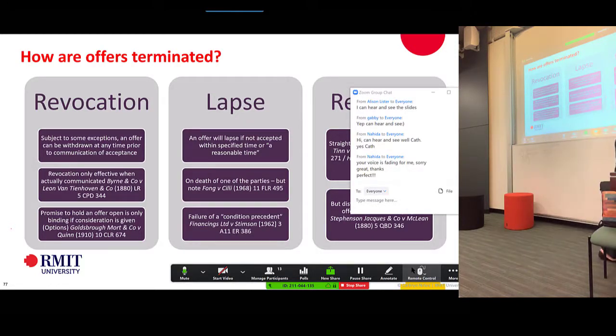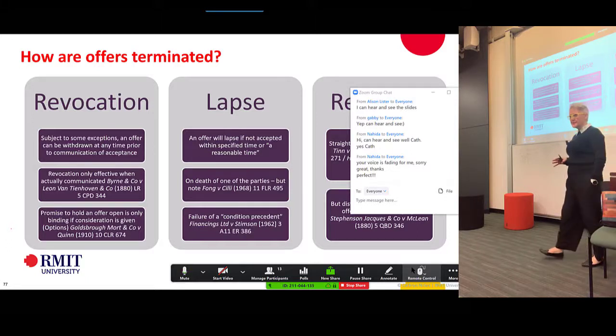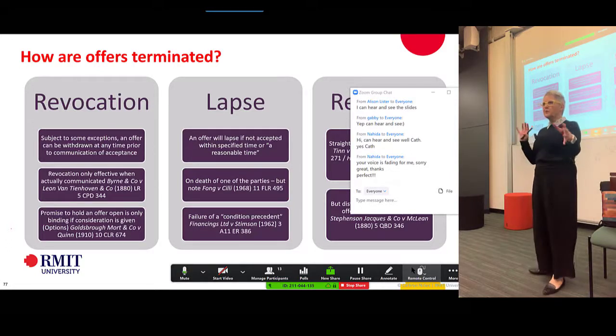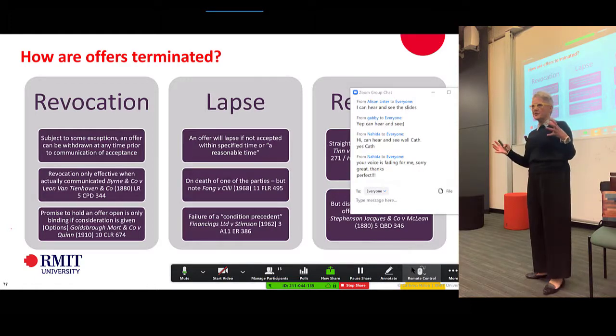The one that comes up the most, I think, and can be quite tricky, is rejection. Any rejection of an offer actually terminates the offer. This is often a trick for young players in a commercial sense, because particularly when you have a complex commercial negotiation, everybody's sort of giving and taking.